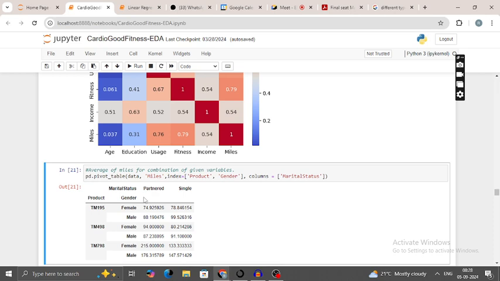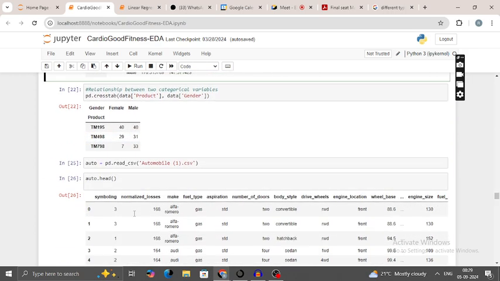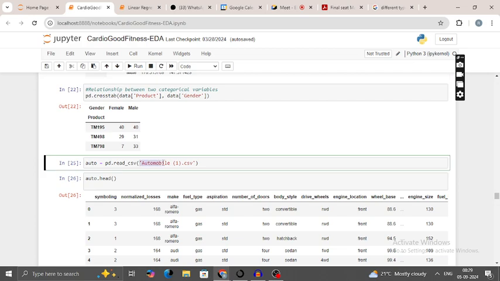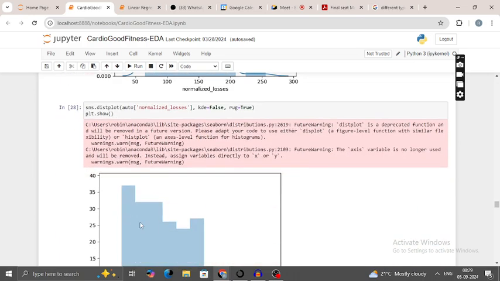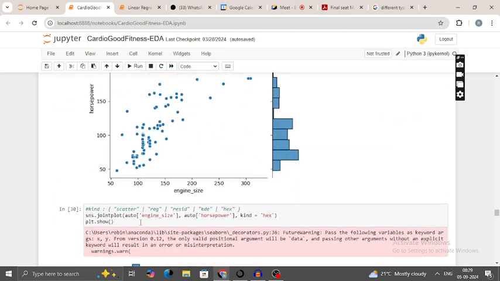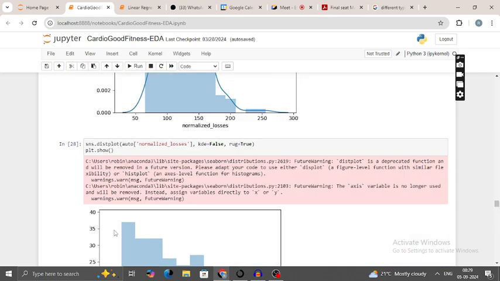So similarly, pivot tables, I already told you about pivot tables. Whatever way you want, you can plot it with pivot tables. Okay. Then crosstab also I have told you. So this is one more data, just like the cardio data, this automobile CSV data. The same data analysis we have done. Okay. So here in data analysis, look at this, one more plot I have not told you.